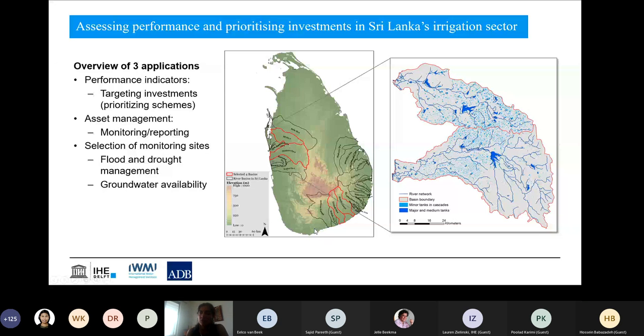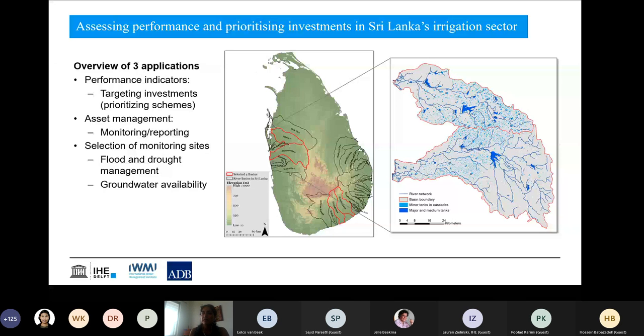So I'm going to give an overview of 3 applications, and these start with the data produced through the water productivity assessment, following the same steps that Sajid just introduced, but moves beyond this with the second 2 examples to look at how these data can be integrated into further applications.